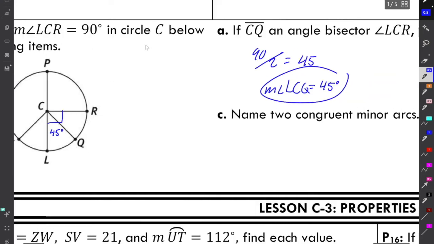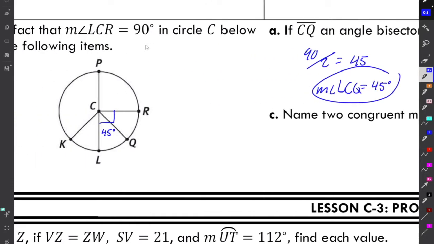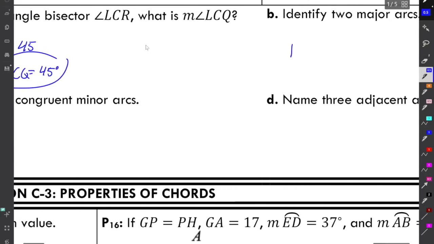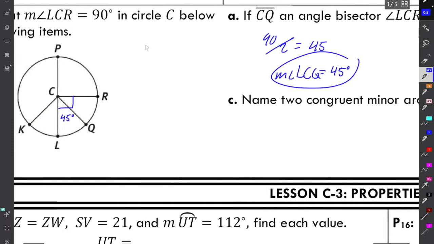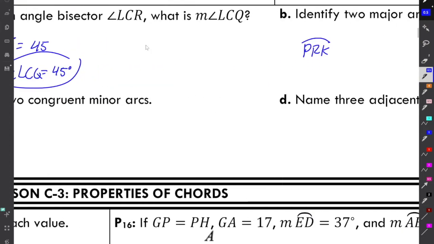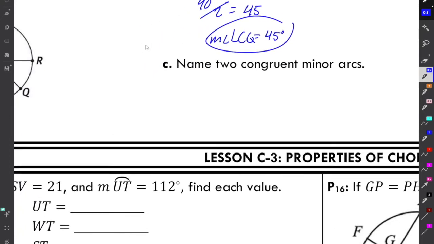Okay. B. Identify two major arcs. That's just any arc greater than 180. So PRK is one. Arc P, R, K. And then KPQ, that's another one. As long as they're more than 180 degrees, more than half the circle.